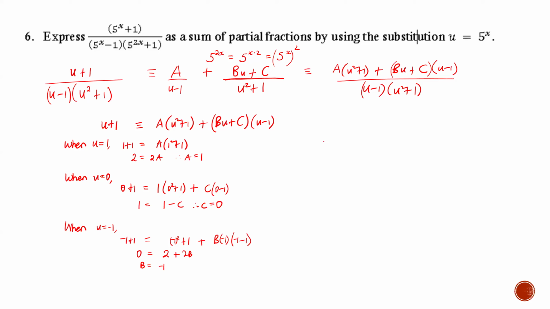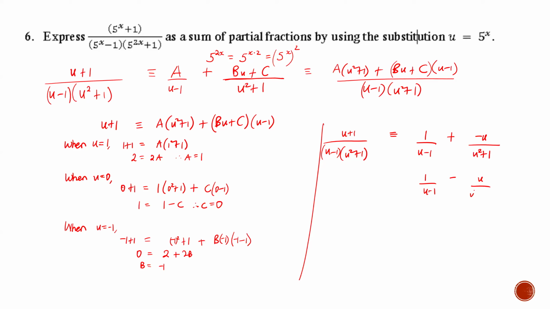So that means that u plus 1 out of u minus 1 times u squared plus 1 should be equivalent to, my a is 1, so 1 out of u minus 1 plus negative u out of u squared plus 1. My c is 0, so you could write this as 1 out of u minus 1 minus u out of u squared plus 1.